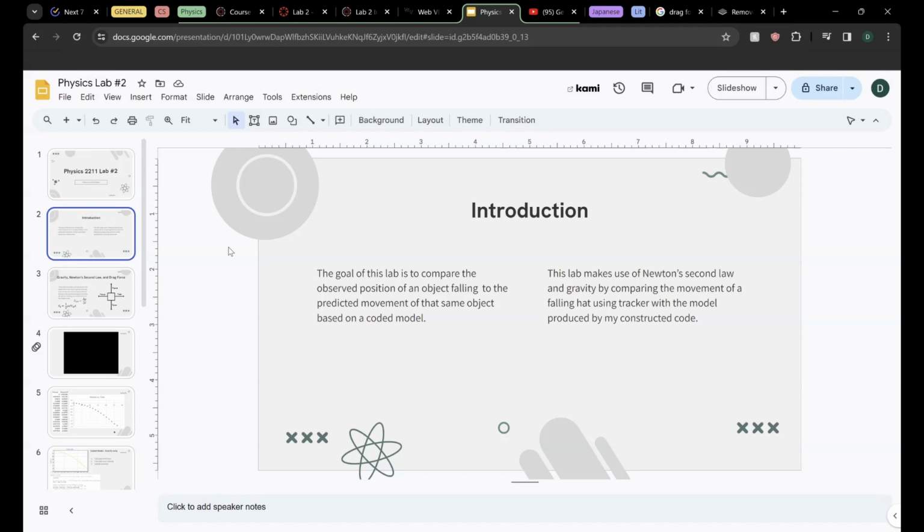And there will be two coded models, one with just gravity and one that includes gravity and drag. This lab makes use of Newton's second law and gravity by comparing the movement of a falling hat using Tracker with the model produced by the constructed code.